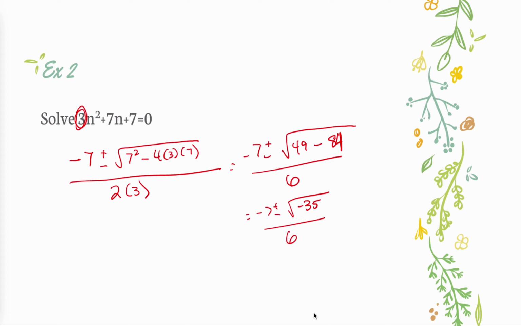All over 6. 35 is not a perfect square, doesn't have any perfect squares that go into it, so you can't reduce that. There are no factors that cancel out in the numerator and the denominator. I would just leave this like this. This is the answer. It does not simplify in any meaningful way. So I would say just leave it like this.